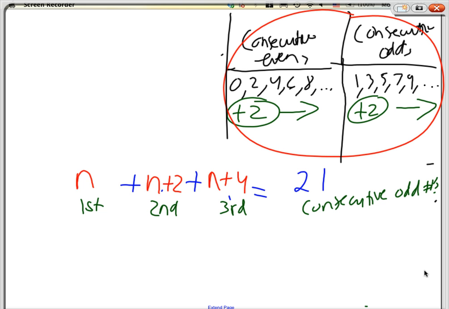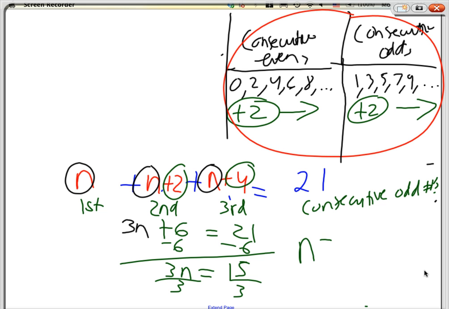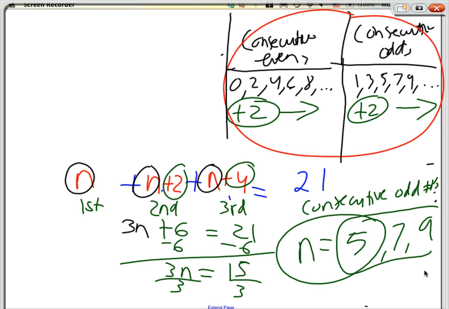We start combining. 1n, 2n, 3n. We look at the numbers. 2 plus 4 is 6, equals 21. We minus the 6 over. We have ourselves 3n equals 15. Divided by 3, and so n is 5. If our first number is 5, what is our next? 7 and 9. Didn't we just get back what we started out with?